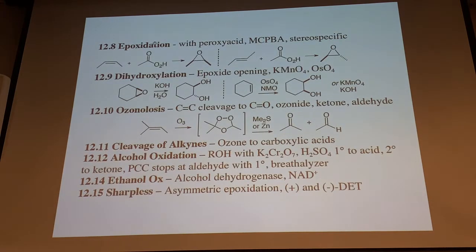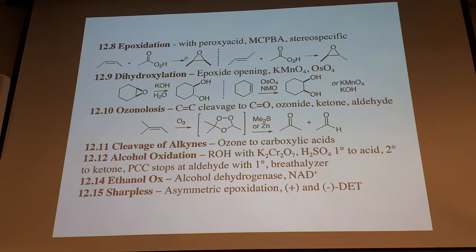We'll look at epoxidation with a per acid. This is a peracetic acid, or we can use MCPBA. The bigger, more convenient reagent stands for metachloroperbenzoic acid. And there, if you have a cis alkene, you go to the cis epoxide, or a trans alkene, you go to the trans epoxide. Very important reaction because we've already learned that epoxides are very useful for synthesis, right?